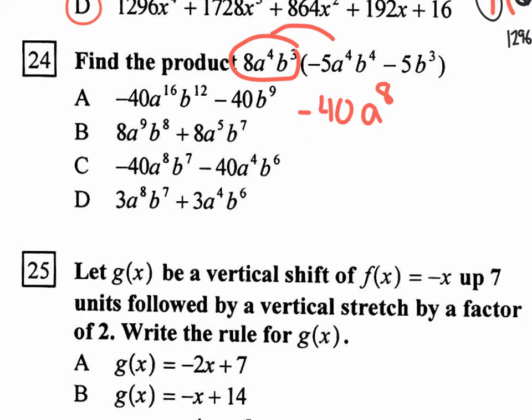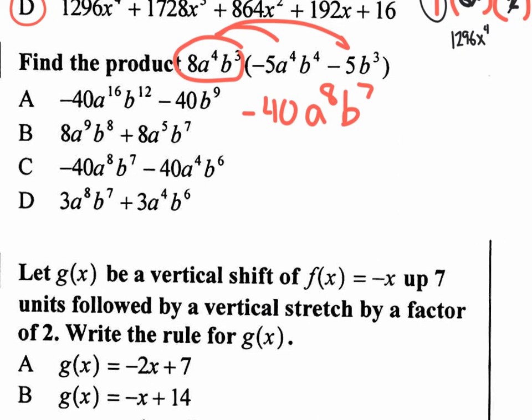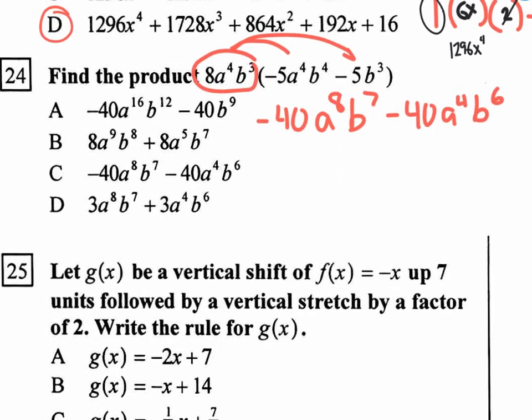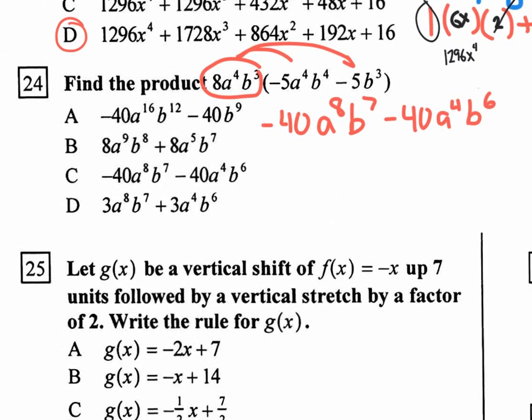And then b to the third times b to the fourth, that's going to be b to the seventh because you add them together. And then when you distribute it to the other term over here, it's going to give you a negative 40 also. So you're going to have minus 40, and a to the fourth, there is no a on the second term, so a to the fourth times nothing, well, you just put it there, a to the fourth. And then b to the third times b to the third, that'll be b to the sixth when you add them together. And ladies and gentlemen, we could already see our answer right there, which would be C. Let's move on to the next one.